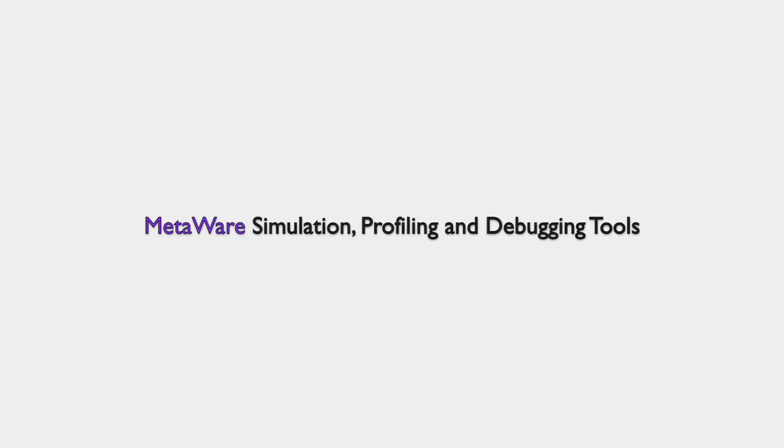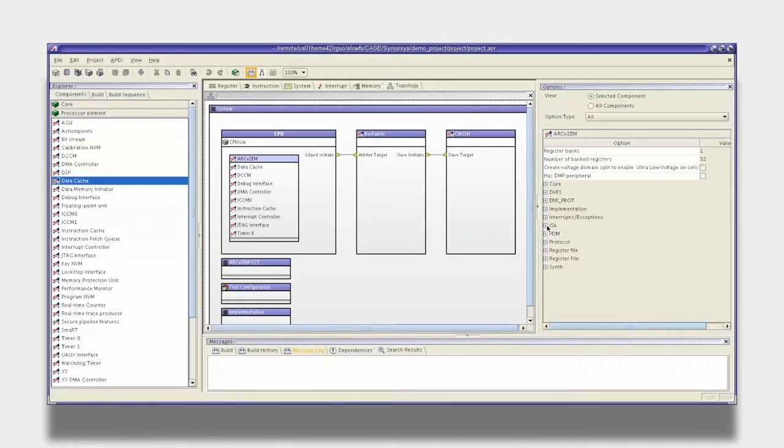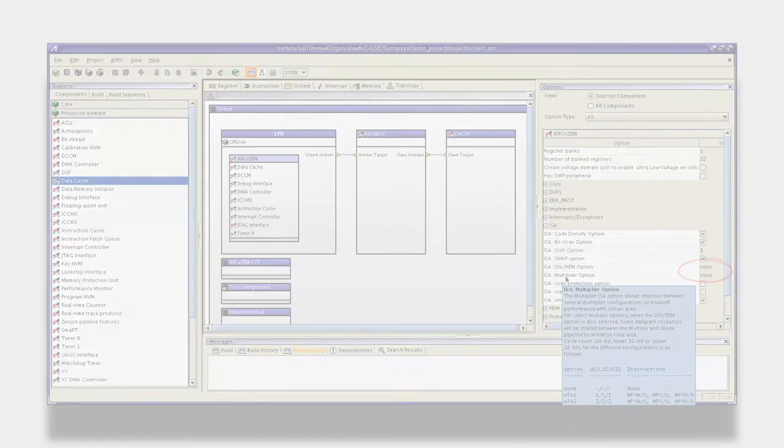Now let's create fast, efficient designs utilizing tight integration with the Arc simulation tools, debugger, and the profiler. A. Use default configuration of Hardware Assist and get profiling data using the Metaware tools.